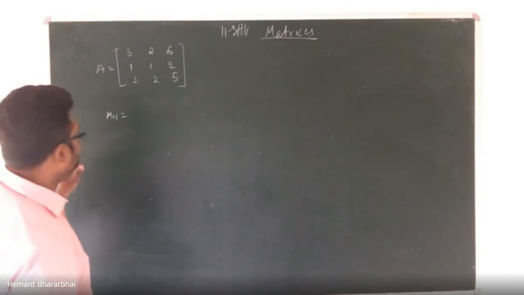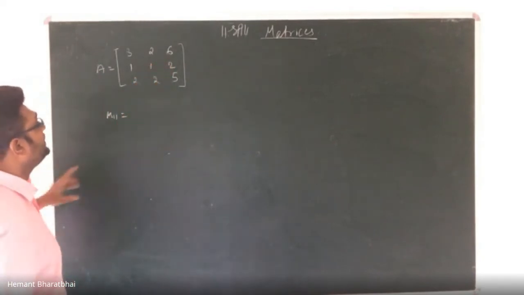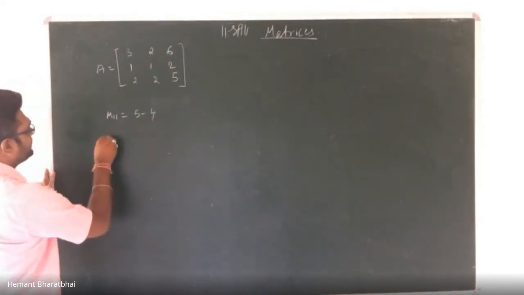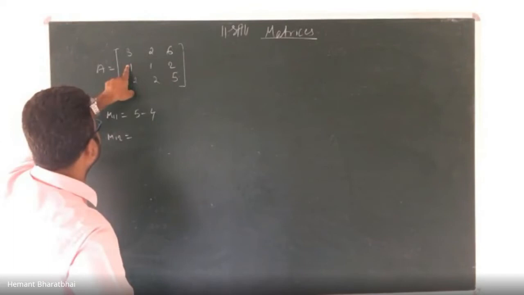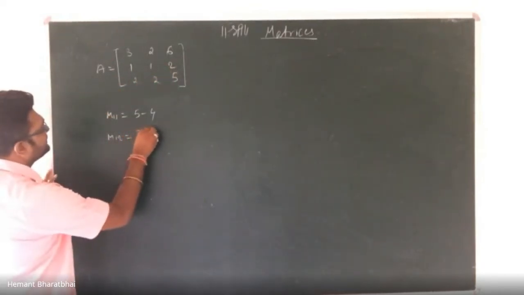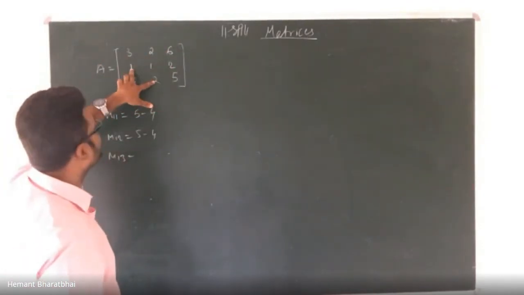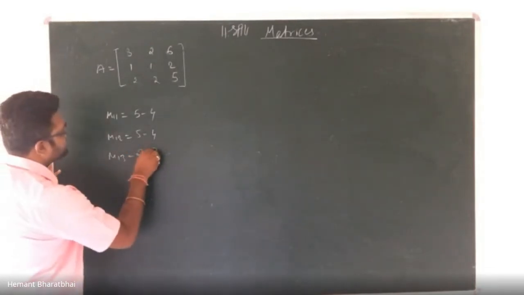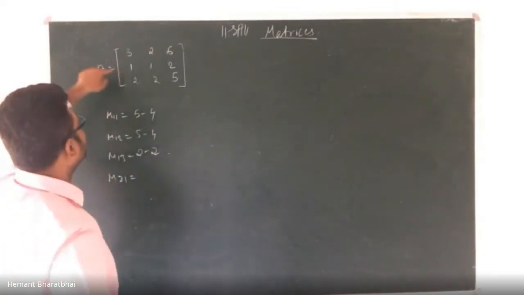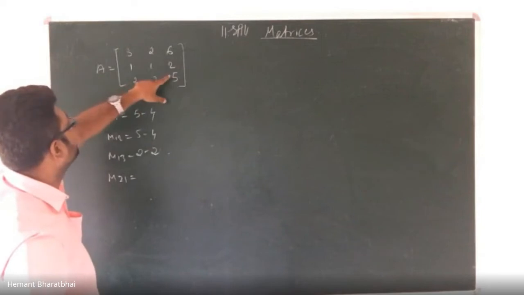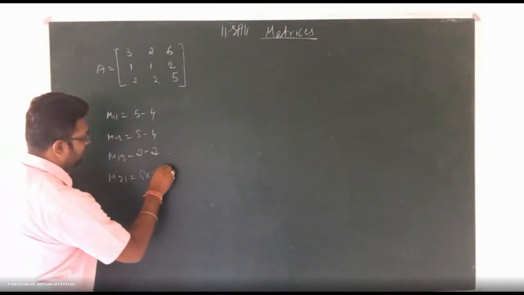So this time I am going to write the minors directly. M11. Well, cancel first row and first column: 5 into 1, minus 2 into 2, 4. So I will directly write 5 minus 4. Then M12. So cancel first row and second column. So that will be 5 into 1, minus 4 into 4 again. So that is 5 minus 4. Then M13. Cancel first row and third column. So I'll get 2 into 1, minus 2 into 1. So that is 2 minus 2. Then M21. So cancel second row and first column. That will be 5 into 2 minus 6 into 2.